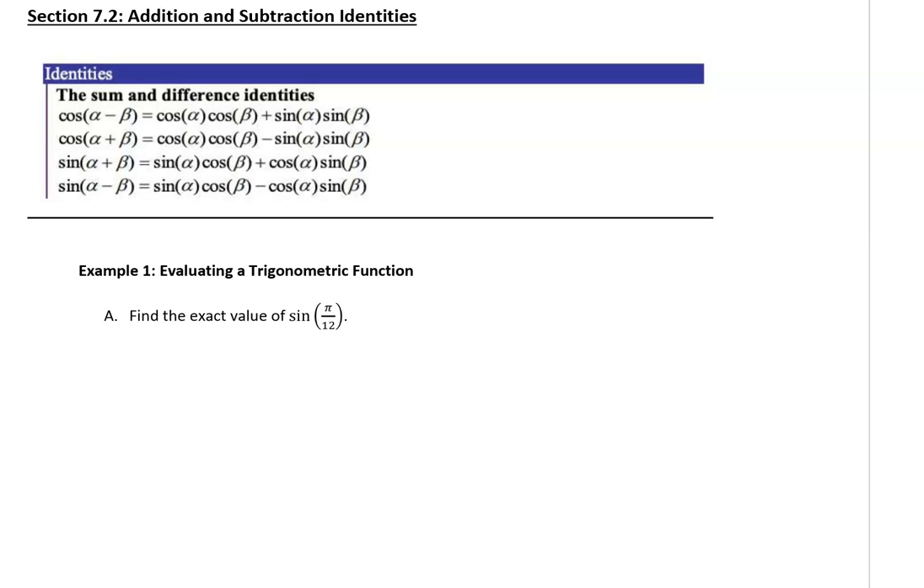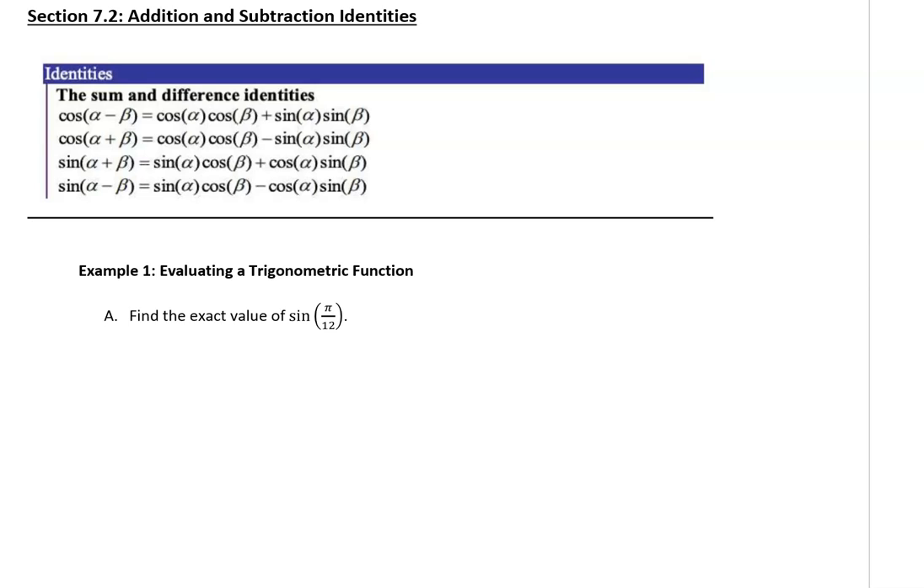Example 1, evaluate a trig function. Find the exact value of sine of pi over 12. Now here's the deal. Pi over 12, if you were to type this in your calculator, it's going to give you a decimal. It's not going to give you an exact value. If you go to your unit circle, it is not even one that's on your unit circle. So what we want to do is relate the angle we have to known values on our unit circle in order to find this exact value, not a round decimal.